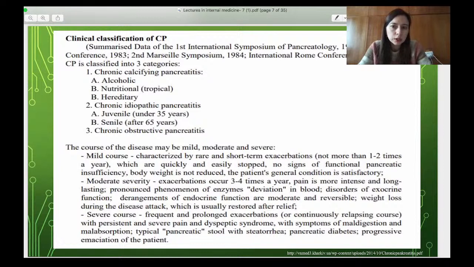And severe course: frequent and prolonged exacerbations with persistent and severe pain and dyspeptic syndrome, with symptoms of maldigestion and malabsorption, typical pancreatic stool with steatorrhea, pancreatic diabetes, and progressive emaciation of the patient.